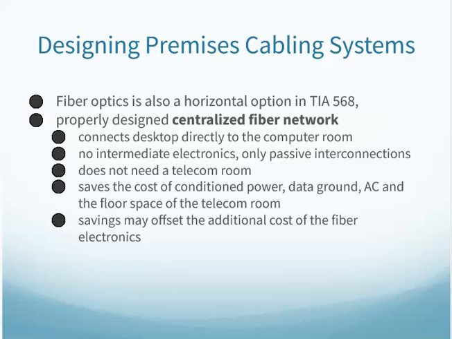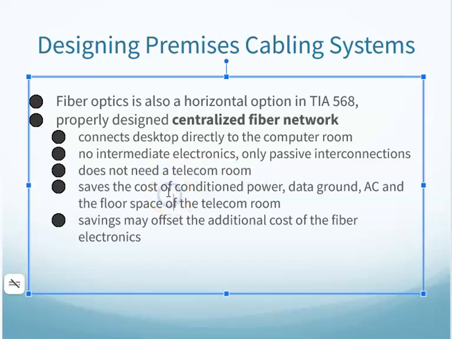Fiber optics is also a choice for horizontal, using the centralized fiber network that we've talked about a couple different times. We've talked about how this can go directly from the main closet out to the work area. Don't need an intermediate connection, don't need any terminations or patch panels in the middle of the run. So you don't need that telecom room. So this can save on not needing that telecom room on the floor.